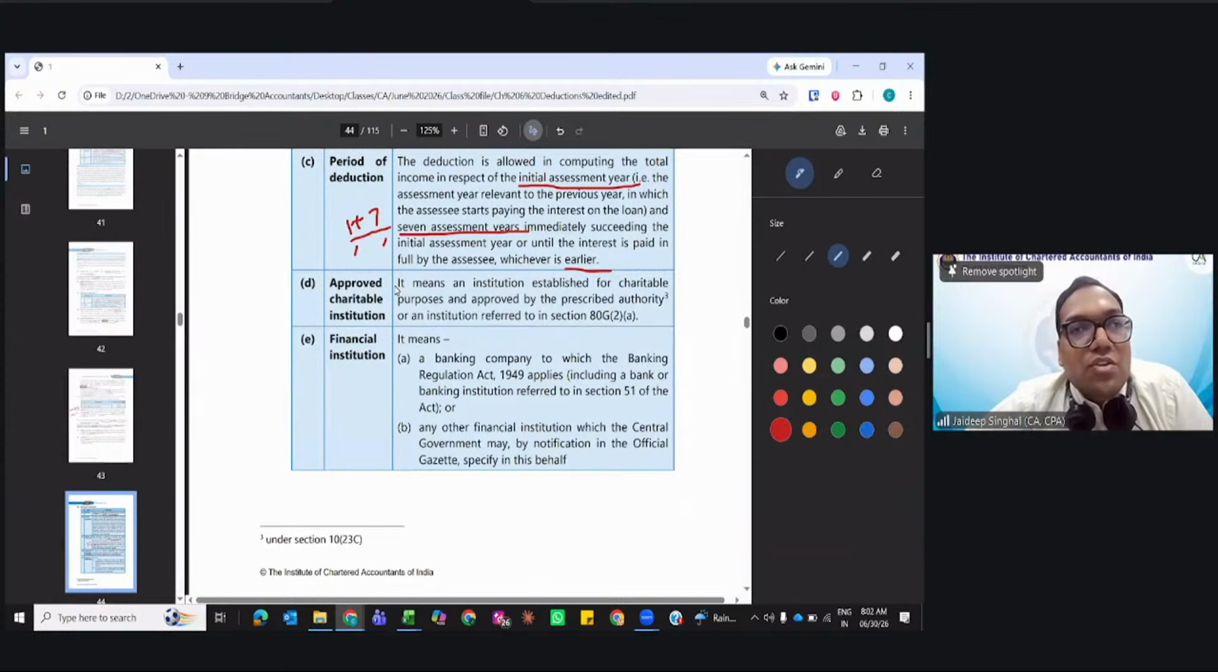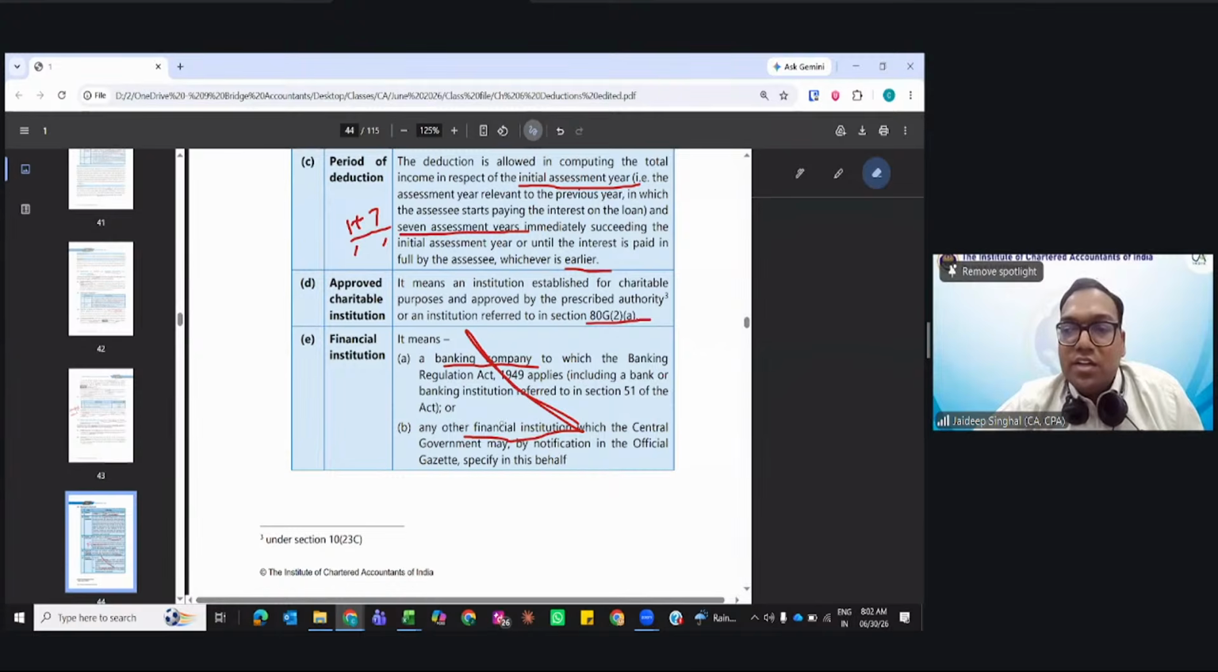Now they say you should have taken the loan from an approved charitable institution or financial institution. It means an institution established for charity purposes, approved by the prescribed authority under 80G. What is a financial institution? It is a banking company. You take a loan from any bank or any other financial institution which is notified. If you take a loan from your friend, can you claim a deduction? The answer is no.